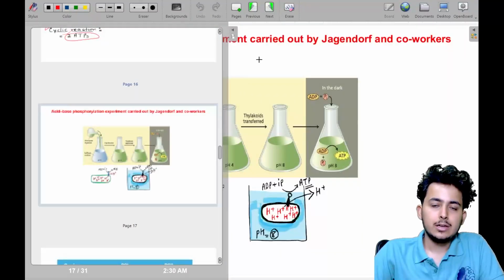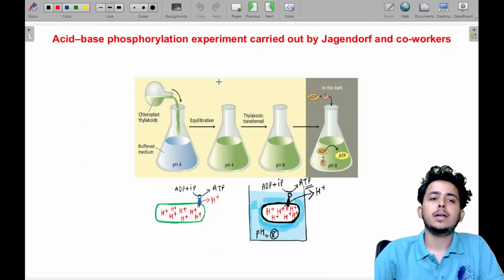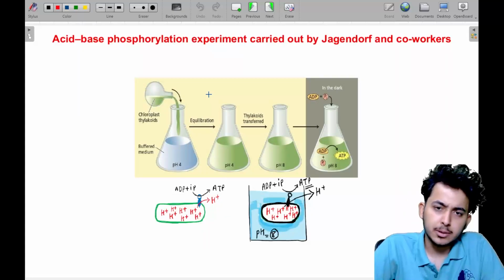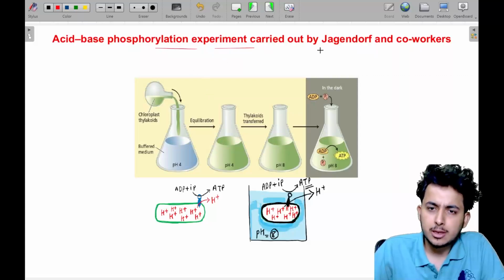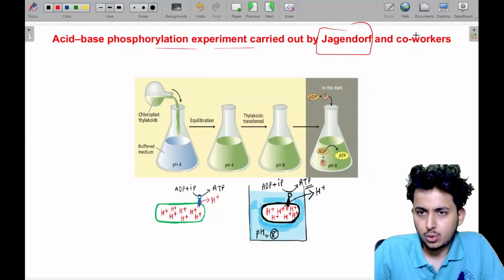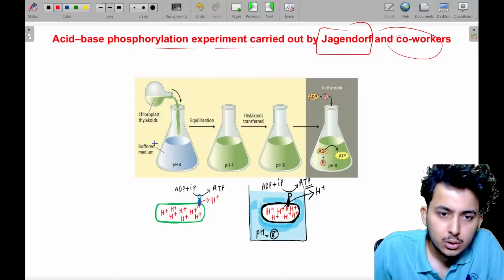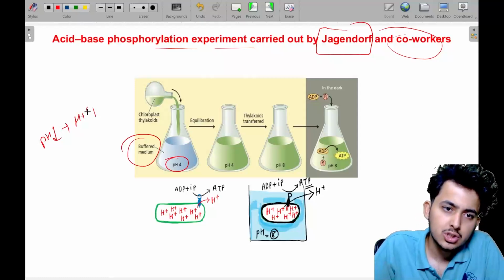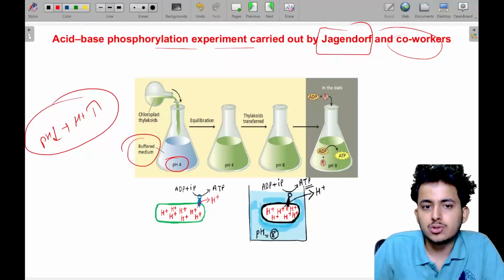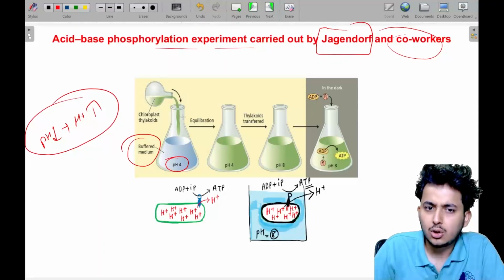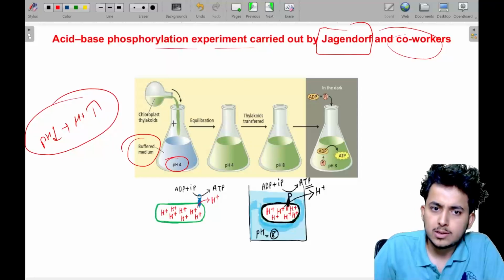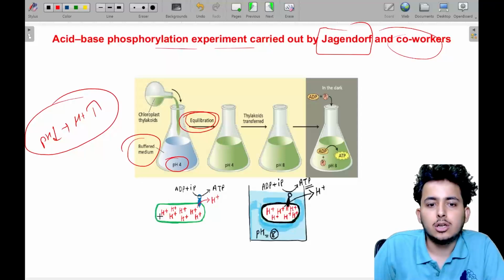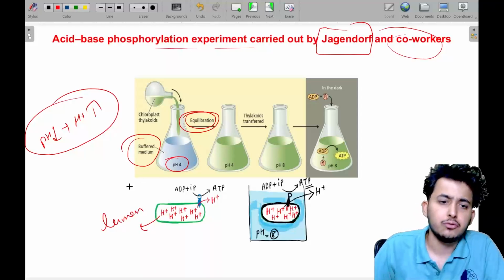Now there is a very important experiment, and questions can be asked based on it, that is the acid base phosphorylation experiment carried out by Jagendorf and co-workers. In this experiment, you have a buffered medium with pH 4. One concept is that if pH is less, proton concentration is high. You added the chloroplast thylakoids, then you equilibrate it with the buffer. So what will happen? The lumen will be enriched with protons.